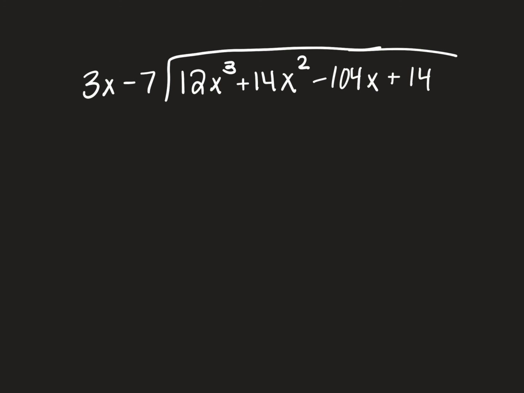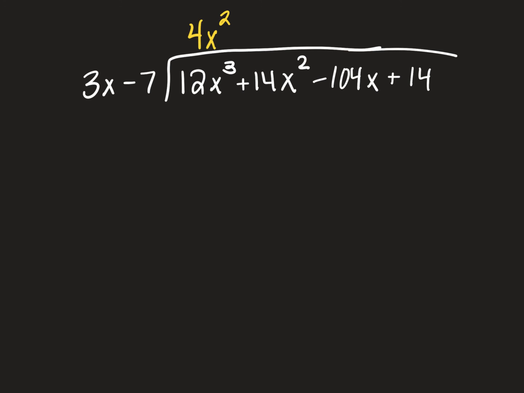Okay, so can somebody quietly raise their hand and tell me what our first step is? All right, Kaylee. You're going to divide through that. Yeah, so other way around. We're going to divide the 12x cubed by the 3x. So 12 divided by 3 is 4. x cubed divided by x is x squared. Good job.